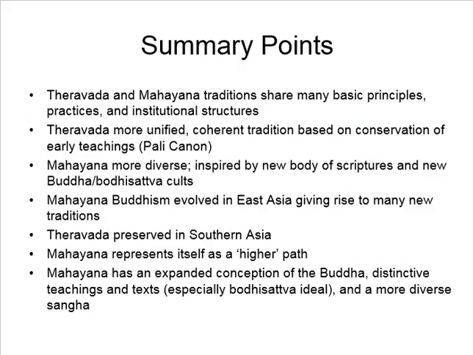So, just some summary. Theravada and Mahayana traditions share many basic principles, practices, and institutional structures. Theravada is the more united, coherent tradition based on the conservation of the early teachings, whereas Mahayana is more diverse, inspired by new bodies of scriptures and new Buddha or Bodhisattva cults. Mahayana Buddhism evolved in East Asia, giving rise to many new traditions. Theravada preserved in Southern Asia. Mahayana represents itself as a higher path. Mahayana has an expanded concept of the Buddha, distinctive teachings and texts, especially the Bodhisattva ideal, and a more diverse Sangha.